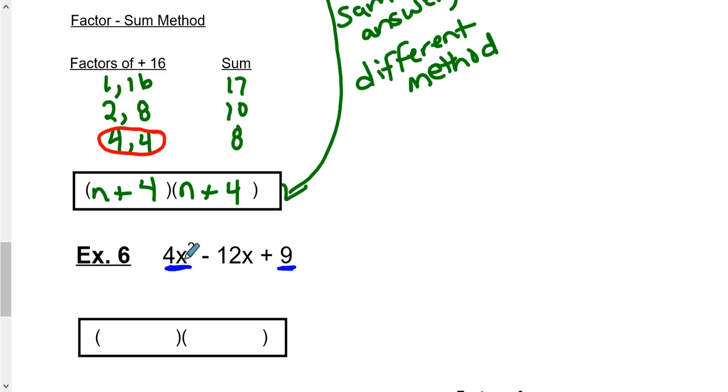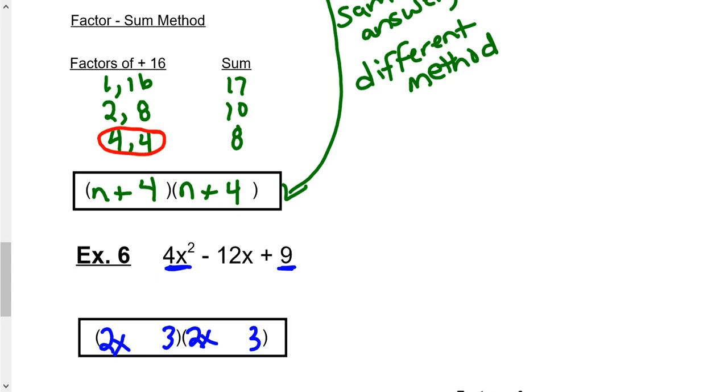So 4x squared, the square root of 4x squared is 2x and 2x. Square root of 4 is 2 and 2. Square root of x squared is x and x. Then the square root of 9 is 3. So you write 3 and 3. Now what are your signs in the middle? Because you got a middle term, either both are positive or both are negative.